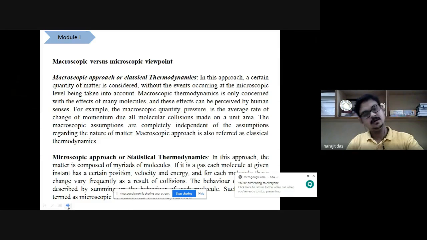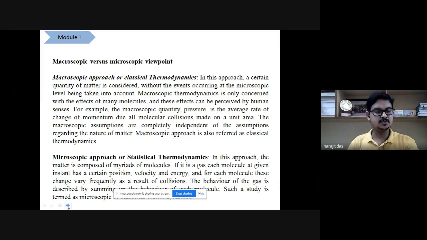When we study thermodynamics, there are basically two approaches. One is the macroscopic approach, another is the microscopic approach, or viewpoint. So what is the macroscopic approach? It is also called classical thermodynamics.